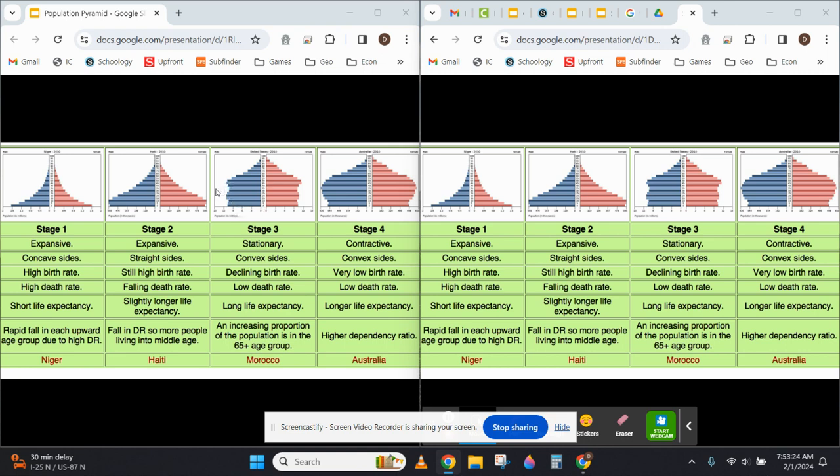Stage three, the births have leveled off. We got pretty flat sides over here, showing that the birth rate and death rate have kind of matched. In stage four, we can see there's some decreases in the birth rate. They're having fewer kids with each generation.